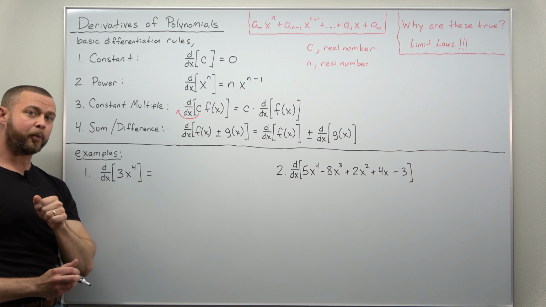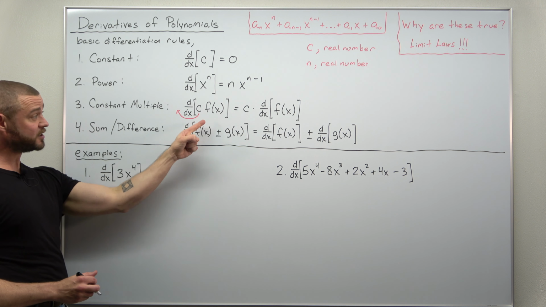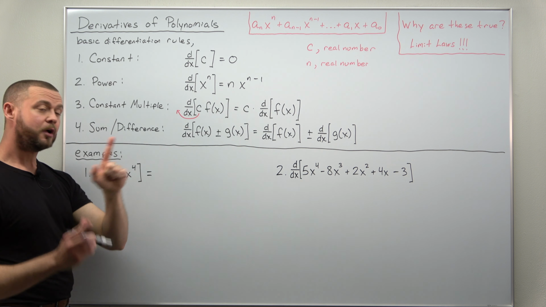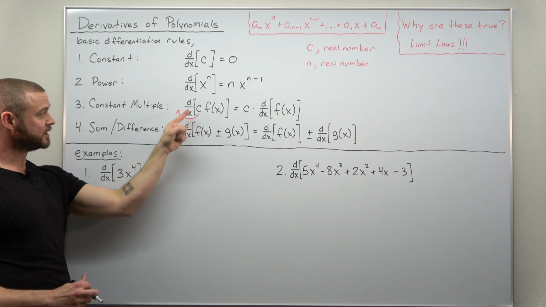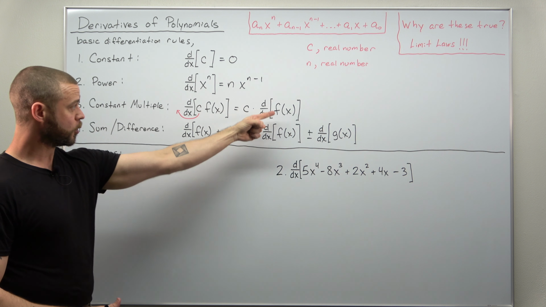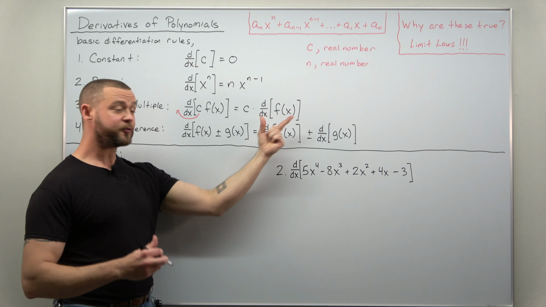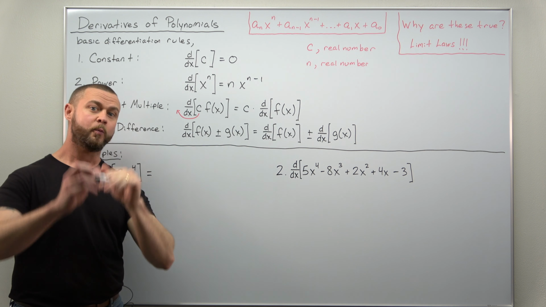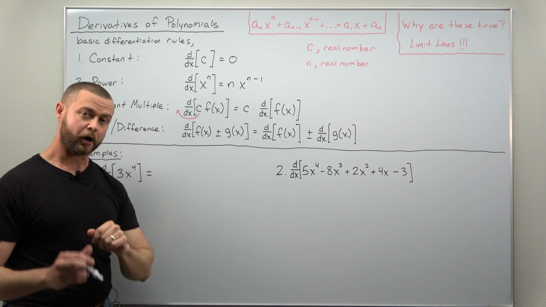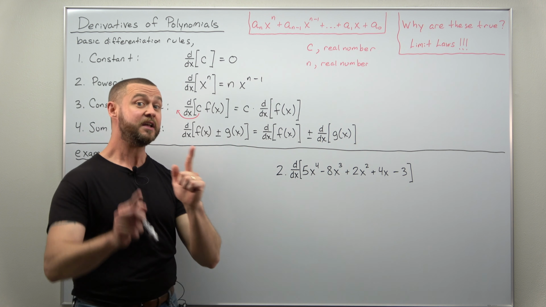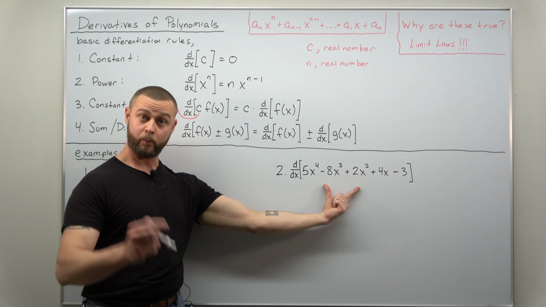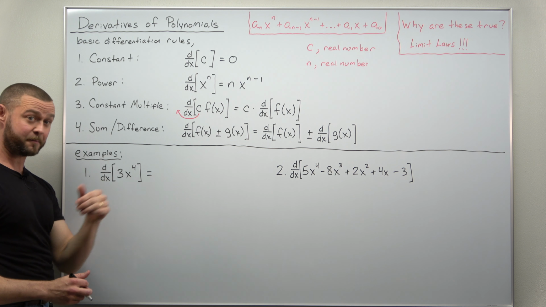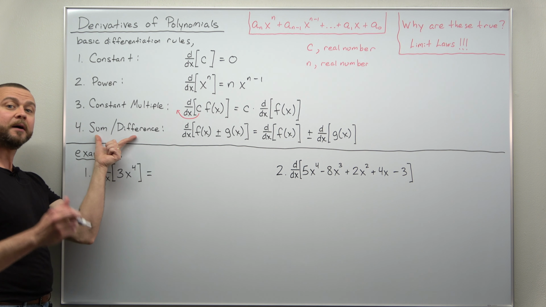Third, the constant multiple rule, which says if we are differentiating a constant c times some function of x, what we can do is bring the constant in front of the derivative, or pull that out front, and then just differentiate the function of x. And then we multiply that derivative back by the constant. That's going to be how we deal with the coefficients in our polynomials when we eventually get to this example.